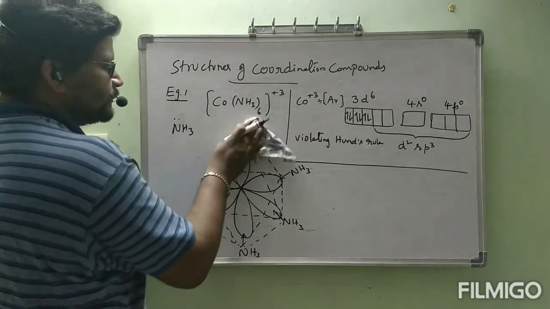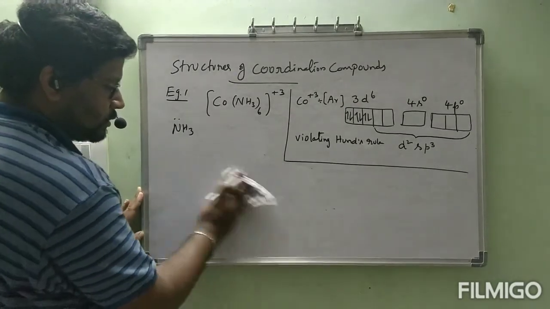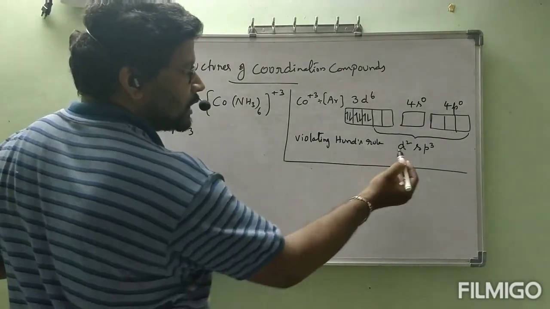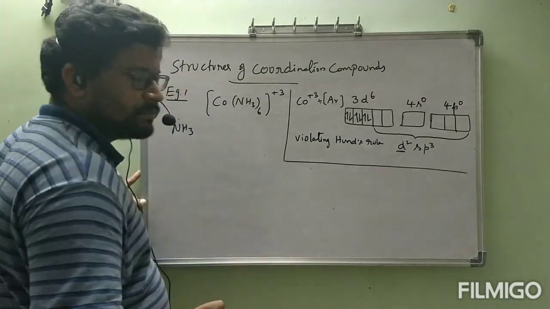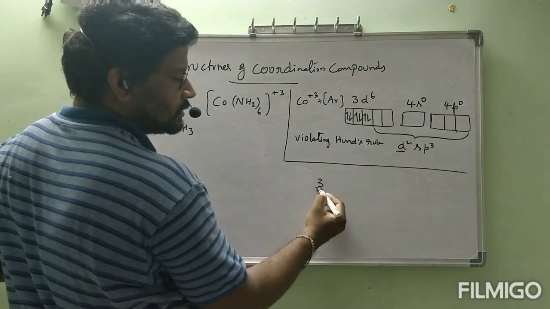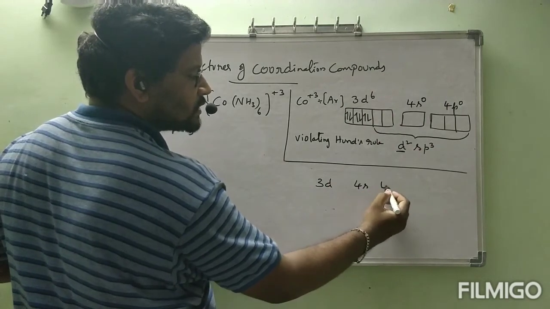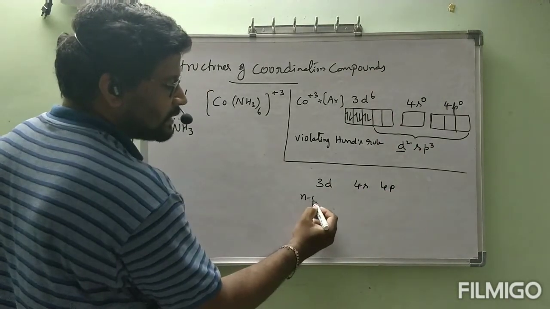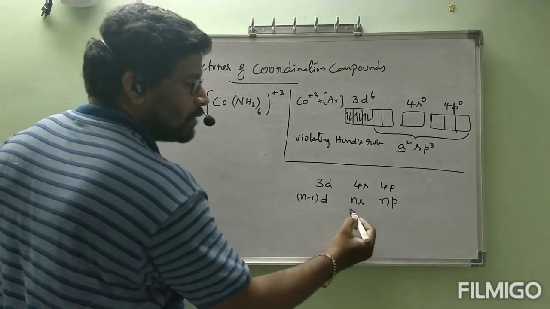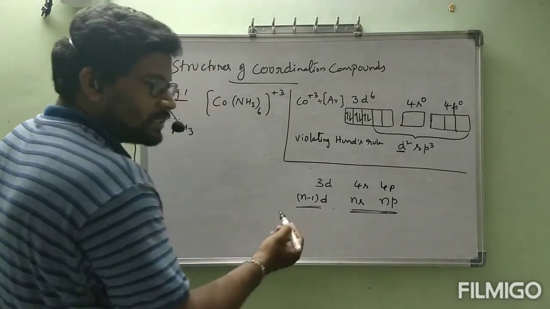See. Which d orbitals are involved in hybridization? These d orbitals are from 3d. The s orbitals and p orbitals are from 4s, 4p. This is like (n-1)d, and this is like ns, np. These are outermost orbitals, and these are inner orbitals.